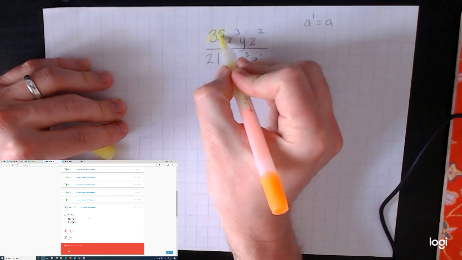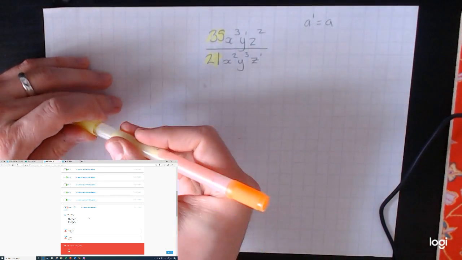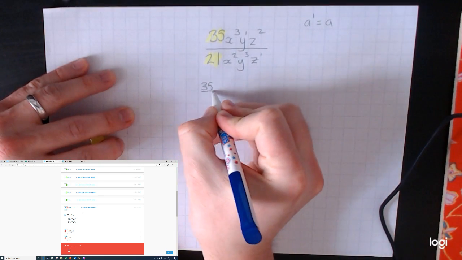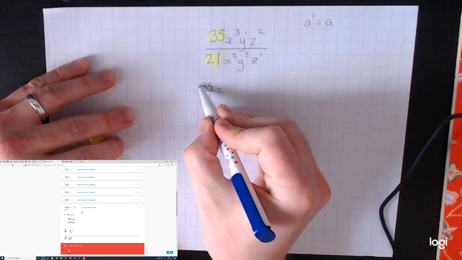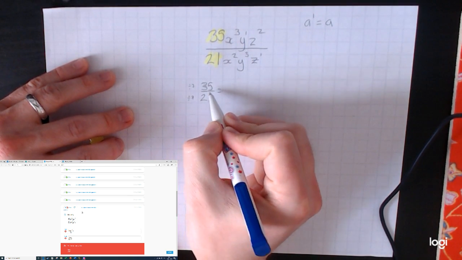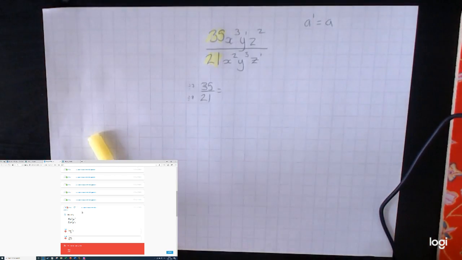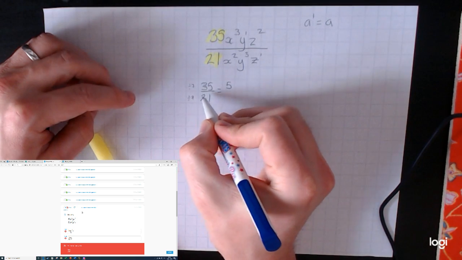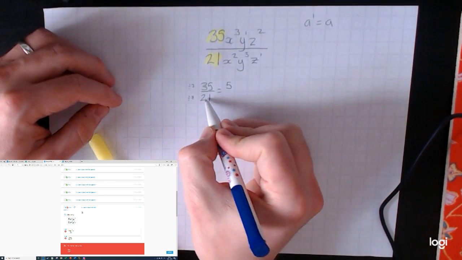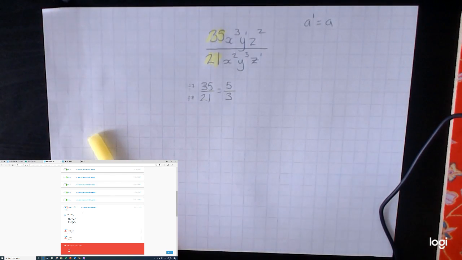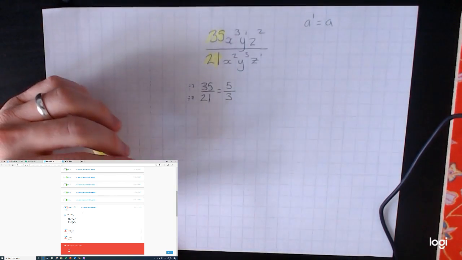So first of all, the 35 divided by 21, we're just going to treat as a fraction. If I said simplify 35 over 21, you'd hopefully recognize that we can divide 7 into both of them. The highest common factor of 35 and 21 is 7. So 35 divided by 7 is 5, 21 divided by 7 is 3. So we've simplified the numerical, the coefficient part of this expression.